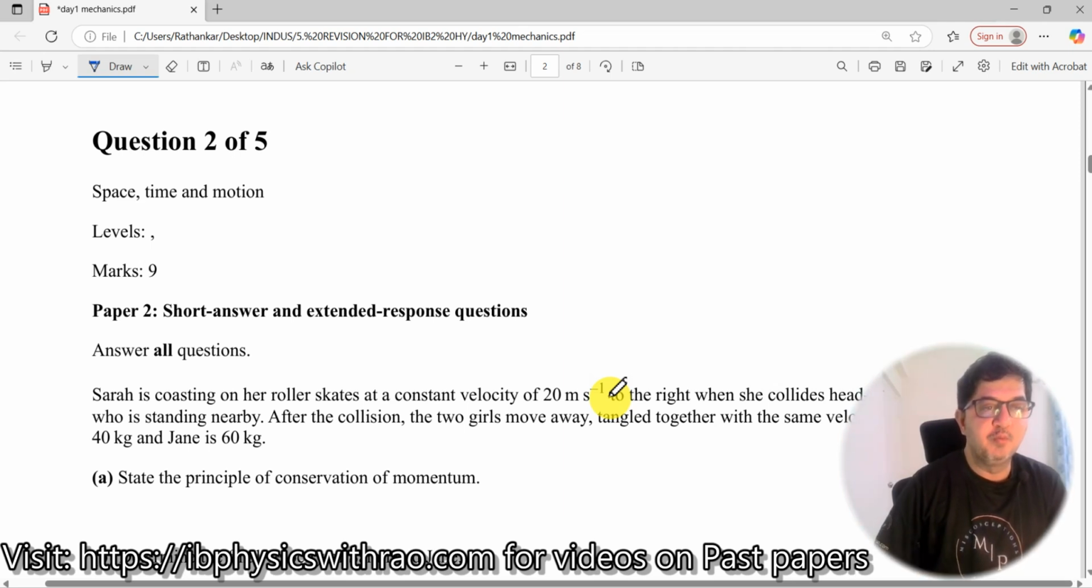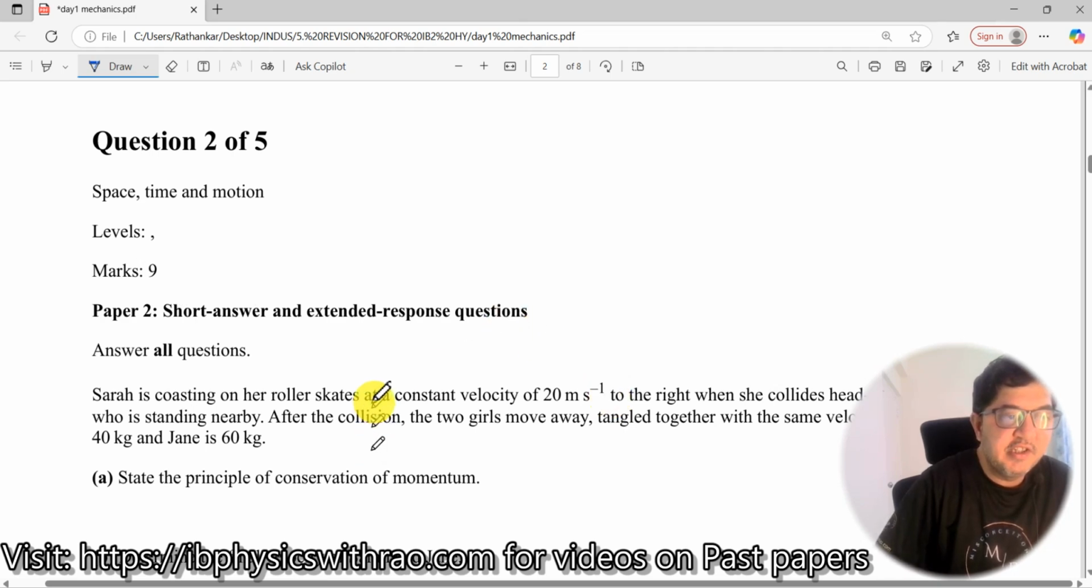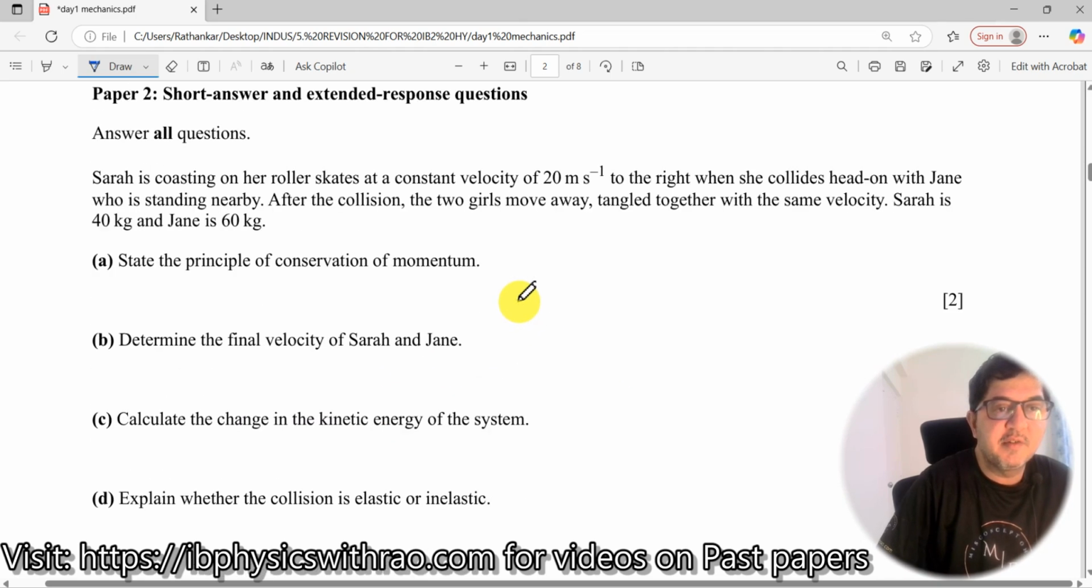Okay, question number 2. So, Saira is coasting on roller skates at a constant velocity of 20 meters per second to the right when she collides head on with Jane, who is standing nearby. Okay, this is an SL, HL question. There is nothing purely on HL. So both the questions you can ask.